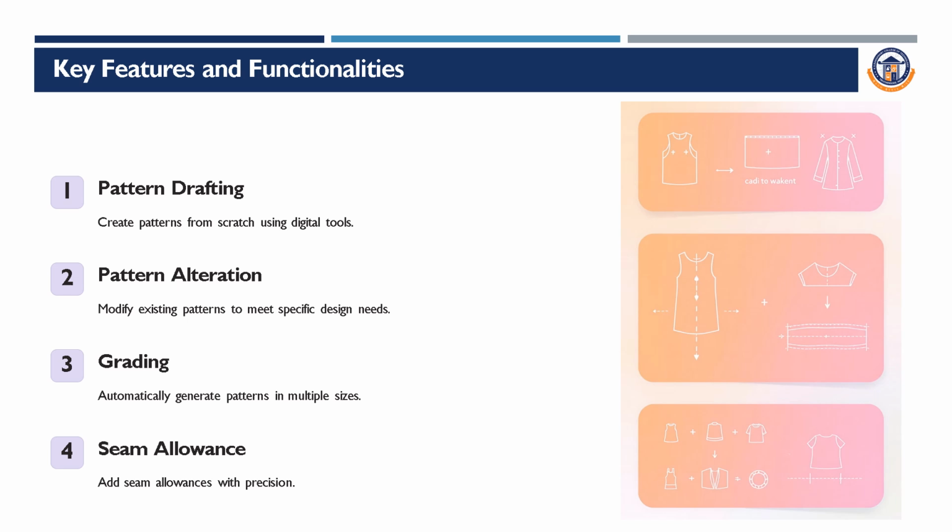Pattern alteration modifies existing patterns for different styles and designs. Grading generates multiple sizes automatically while maintaining proportions. Seam allowance is added with high precision, ensuring better sewing accuracy.